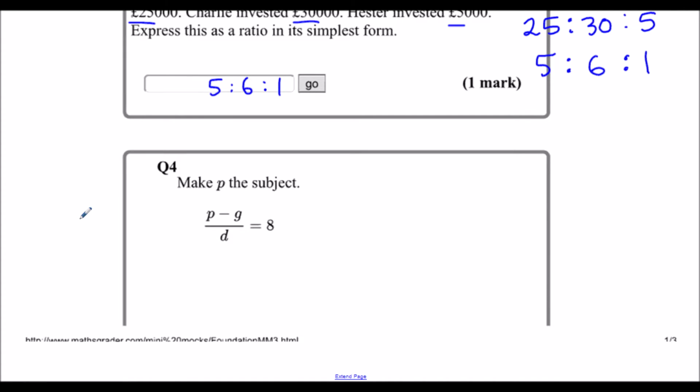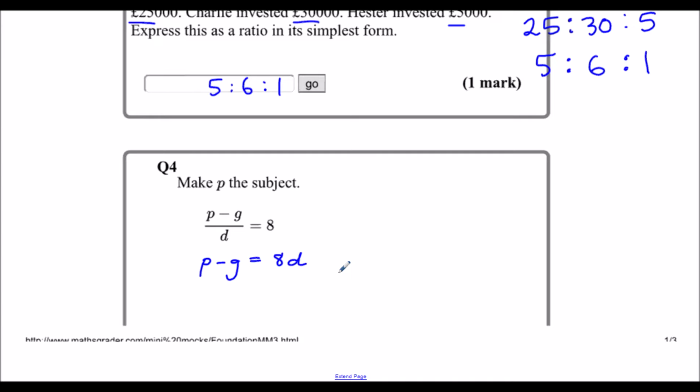Question 4. Make P the subject. So that means get P by itself, make P the subject of the formula. And I just need to get rid of everything with the P. So I'm going to get rid of the fraction first. So at the moment we're dividing by D. To get rid of a divide, we times. So if I times both sides by D, that will give me P minus G equals 8D.